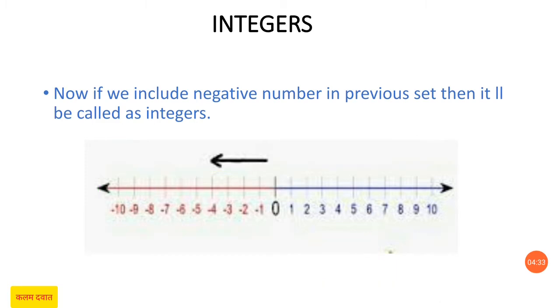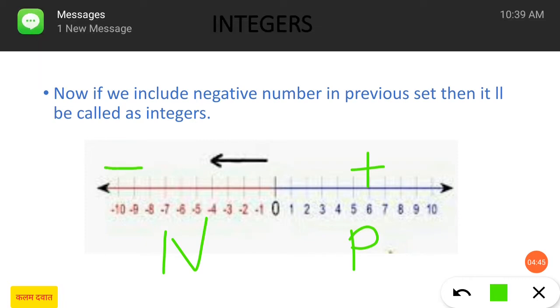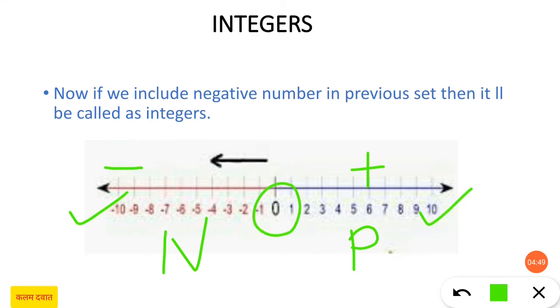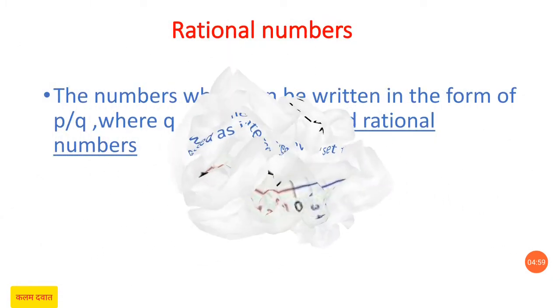So there are two types of integers. These are positive integers, with a positive sign which is hidden, and these are negative integers. Along with 0, negative integers and positive integers make the set of integers. These are all called integers and denoted by Z. Moving to the next one.